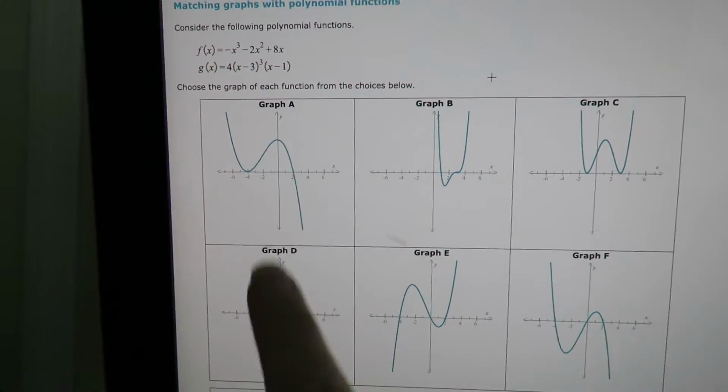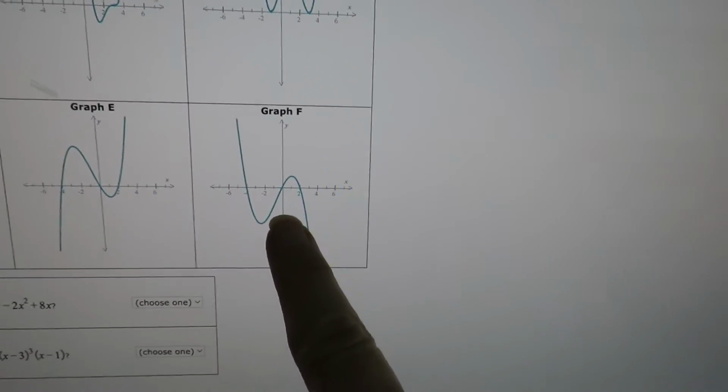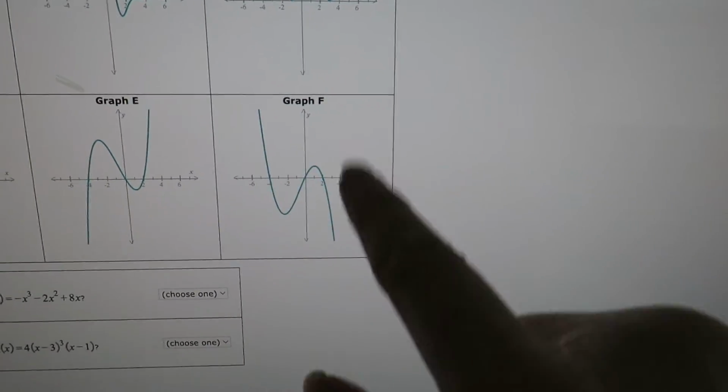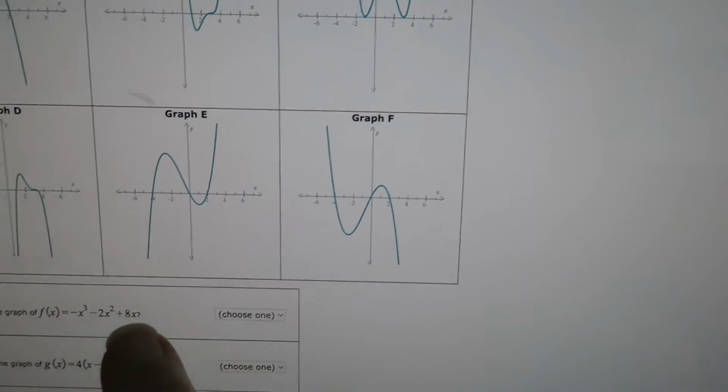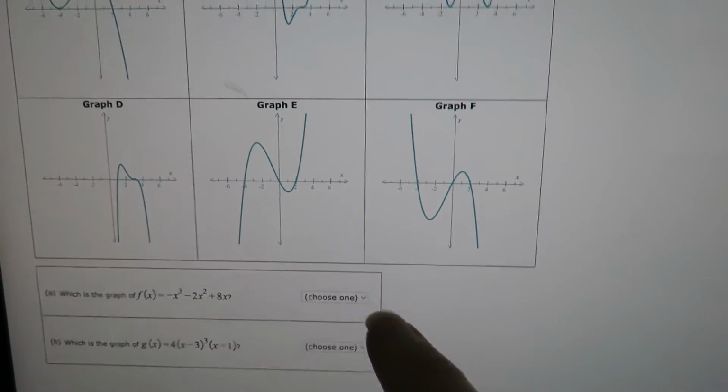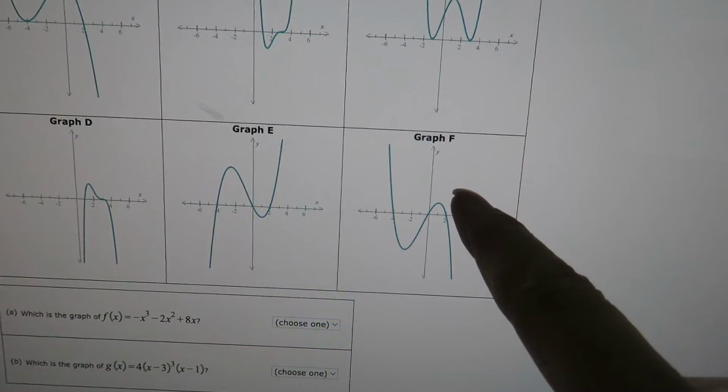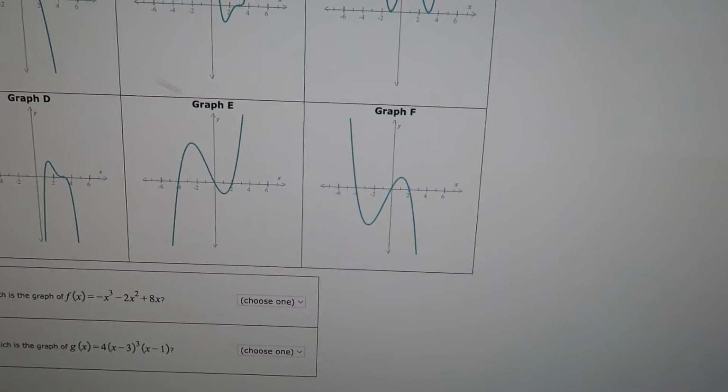Okay, that doesn't have 0, so that's not right. Okay, this one's got it. 0, 2, and negative 4, and they all go through. So I would answer this first one. I would hit choose one, and I would pick graph F. So the answer to the first part is graph F.